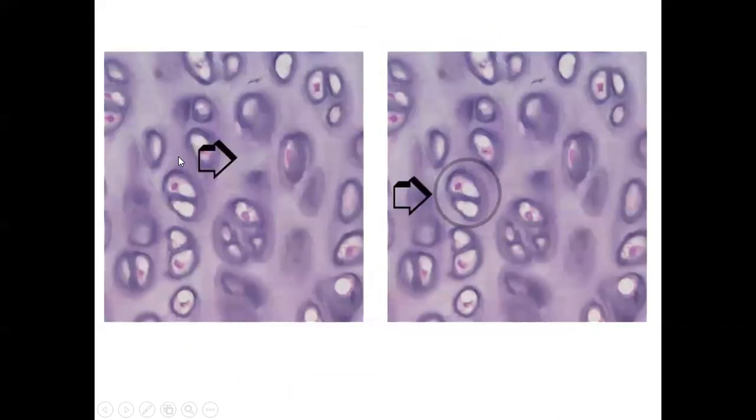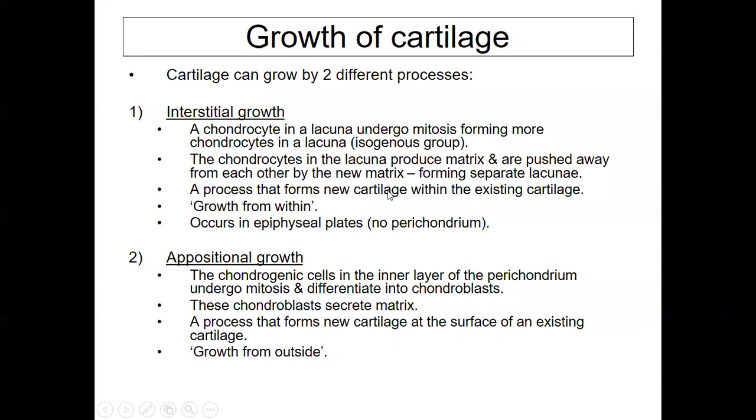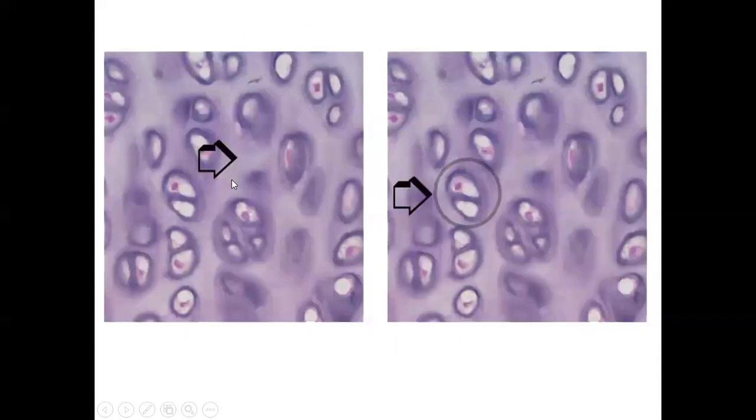You can see here, initially it doesn't have any isogenous group of chondrocytes here, but suddenly it appears here because the chondrocytes multiply, divide, and produce matrix, which pushes the chondrocytes further away, and then they form another group. So this is the growth from within, the interstitial growth.